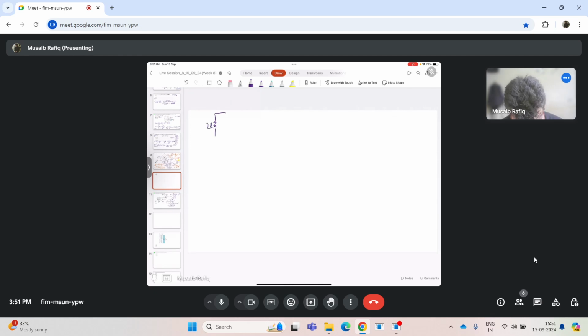2R, 2R, R, 2R, R, 2R. So this is your VZ. Just call this as Vx and this part as Vy. Now writing equations here. So this is Vx by 2R plus Vx minus 1 by 2R plus Vx minus Vy by R is equal to 0.